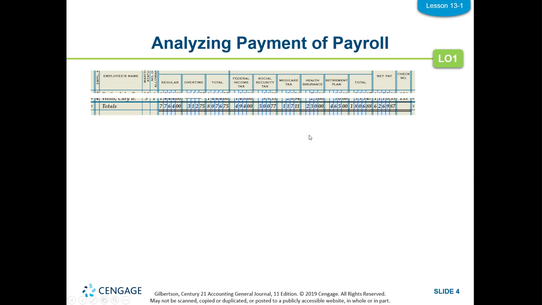The total of each deduction column, except for the total column, is credited to a liability account. For example, federal income taxes of $494 were withheld from the employees' gross wages. The amount withheld is a liability of the business until the taxes are sent to the federal government. Therefore, employee income tax payable is credited for $494 to record this liability. Each of the other deduction columns is credited to a related liability account.